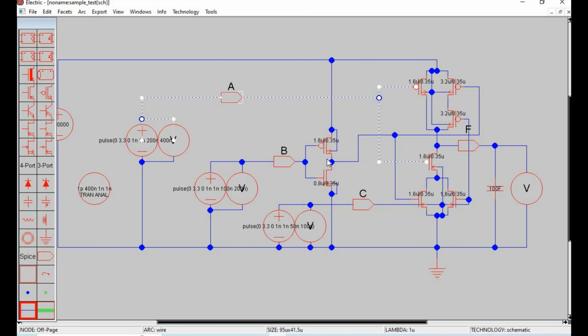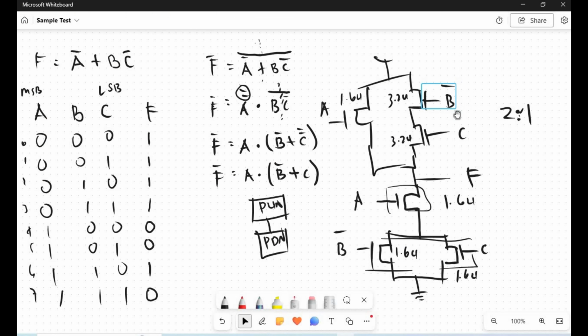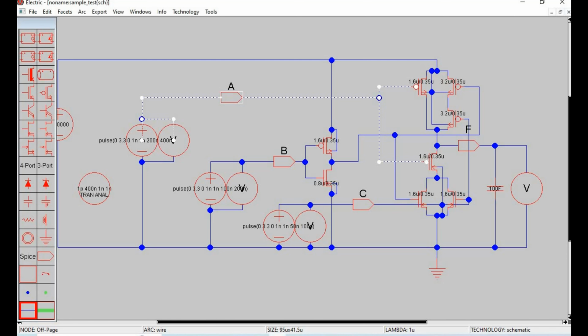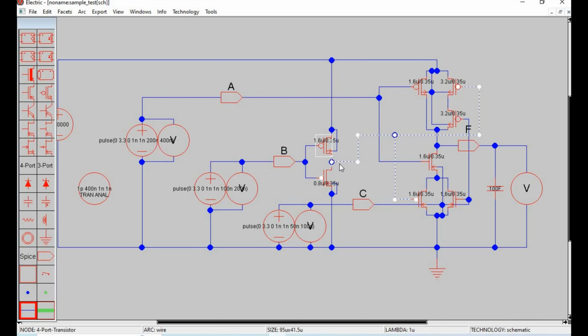Since we need the inverted value of B, we introduce an inverter after the input B. So this is our input B, then this is our inverter, connected to this transistor as well as the transistor on your pull-down network.